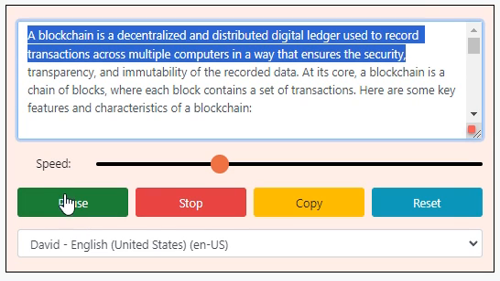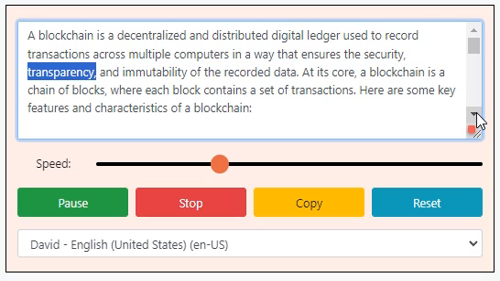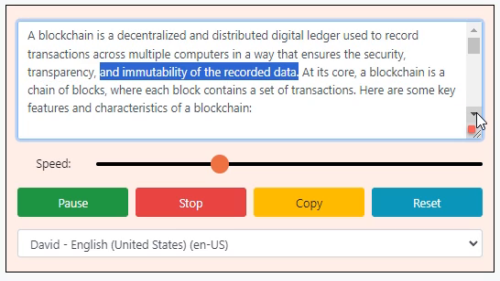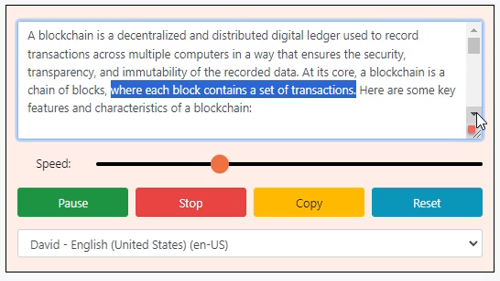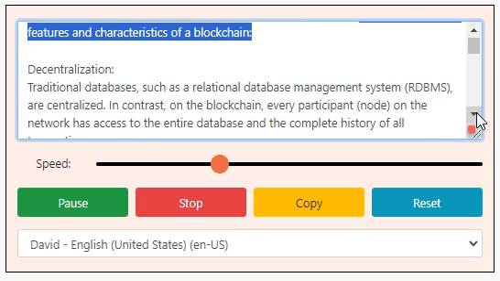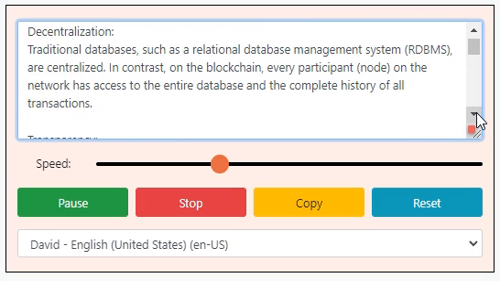A blockchain is a decentralized and distributed digital ledger used to record transactions across multiple computers in a way that ensures the security, transparency, and immutability of the recorded data. At its core, a blockchain is a chain of blocks, where each block contains a set of transactions. Here are some key features and characteristics of a blockchain.